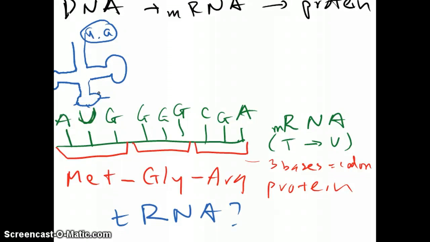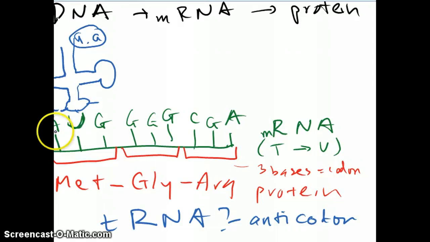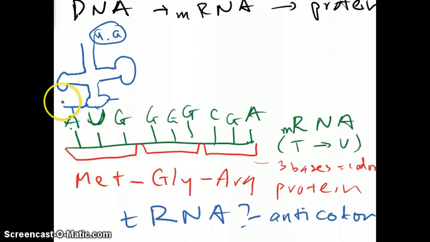So tRNA will have an anticodon instead of the codon that the mRNA has. That means that instead of A, they would have a complement of it, which is a T. But there's no T in RNA, so that would be a U, and then U would complement an A, and then G complements a C.